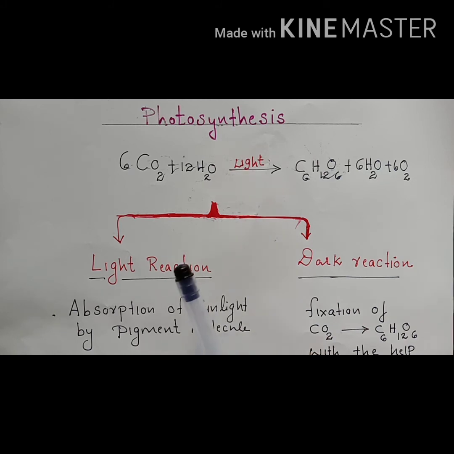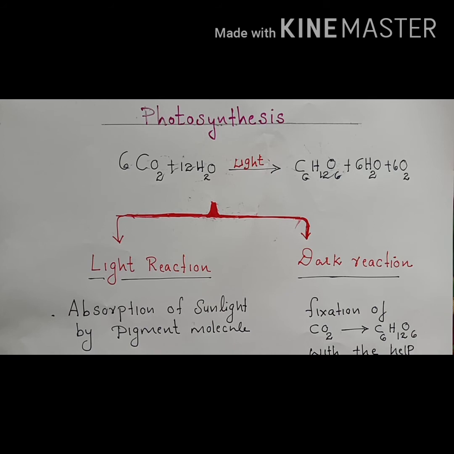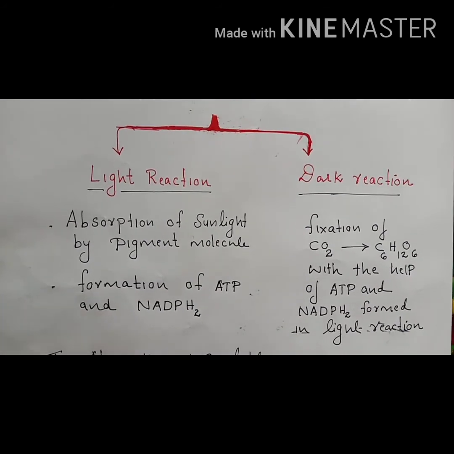Photosynthesis consists of mainly two steps, they are light reaction and dark reaction. What do you mean by light reaction? The word is indicating this reaction occurs only in the presence of sunlight.